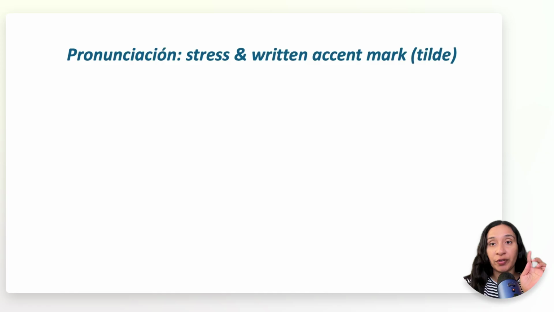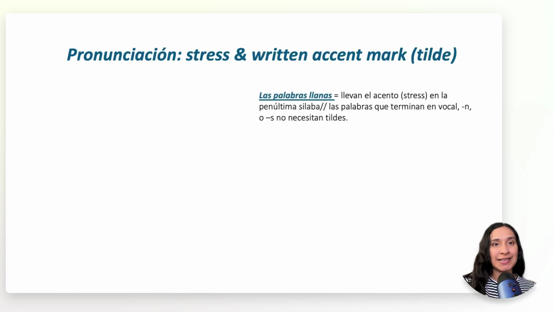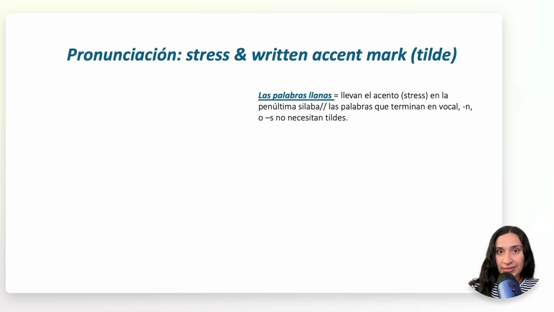Let's start with the first one, which is las palabras llanas. Las palabras llanas, also called paroxytone words in linguistics, are the words that have the stress on the second to last syllable. Okay? So those words that end in vowels, N or S, do not need a written accent mark. They don't need a tilde.